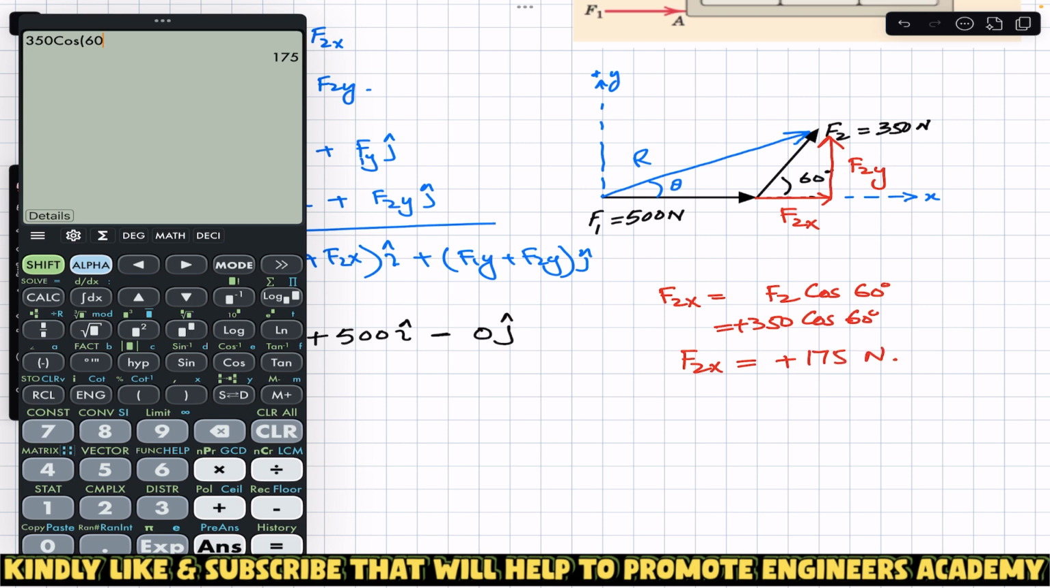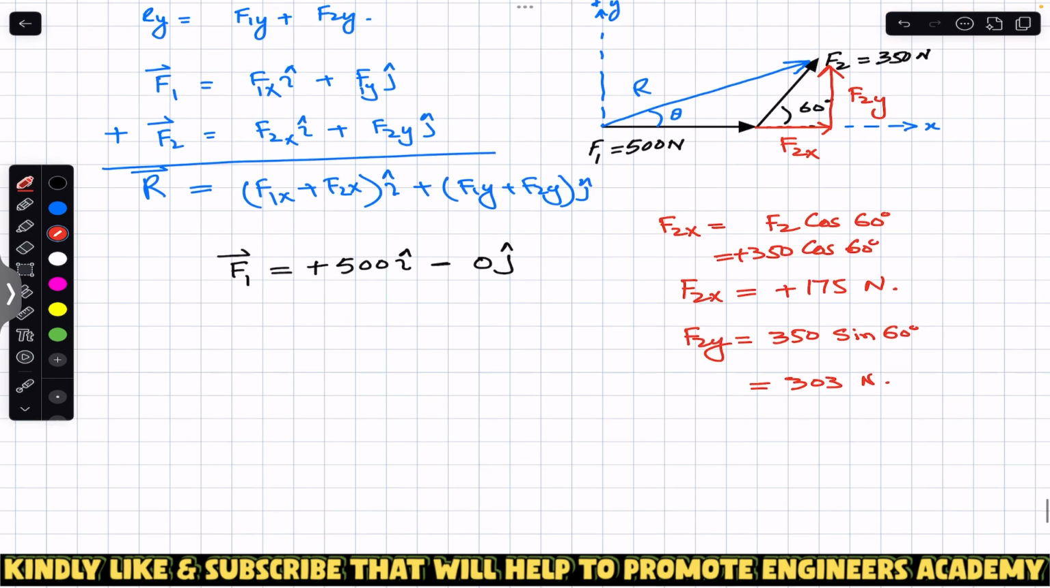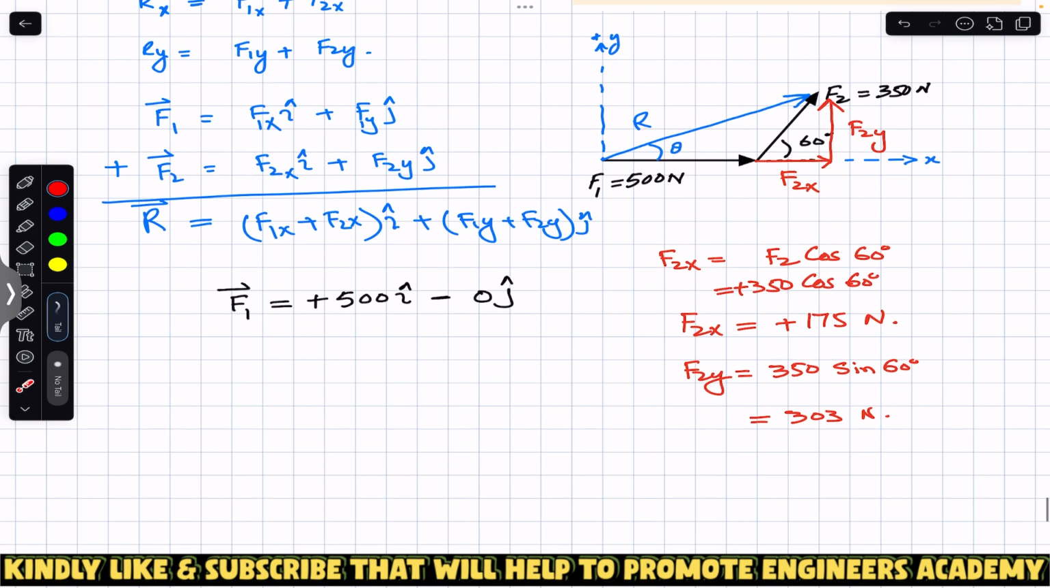And similarly F2y: if F2x is the cos component, then F2y is obviously the sine component, so this will be F2 sin 60, and F2 is 350. So 350 sin 60 gives us approximately 303. So 303 Newton is the scalar component of F2 in the y direction. And again, as you can see, F2y is also acting in the positive y direction, so we have to put a plus sign here as well. So F2y is plus 303 Newton.